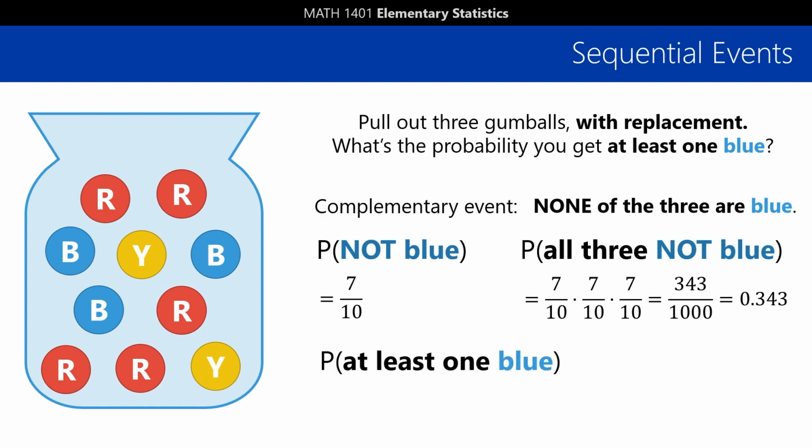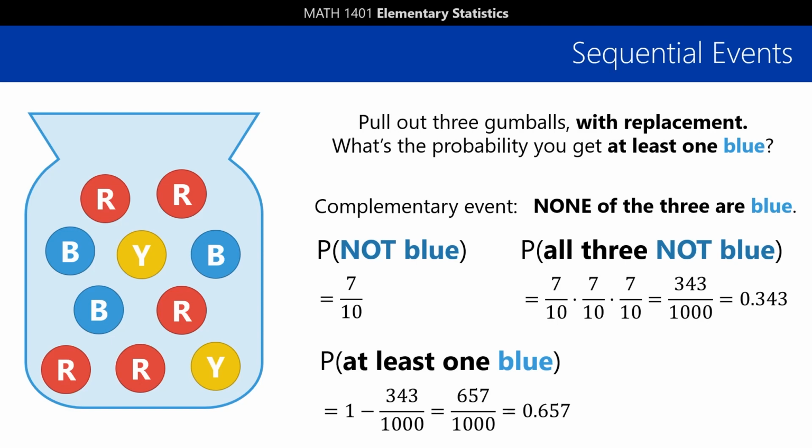Now, if we flip that back to the original statement, the probability that at least one gumball is blue is just 1 minus the probability that all 3 are not blue, which gives 0.657 as our probability. This is an example of where the complement rule really shines. Sometimes to find the probability that something happens, it's easier to first find the probability that it doesn't happen.